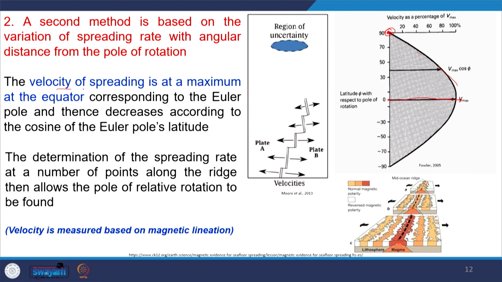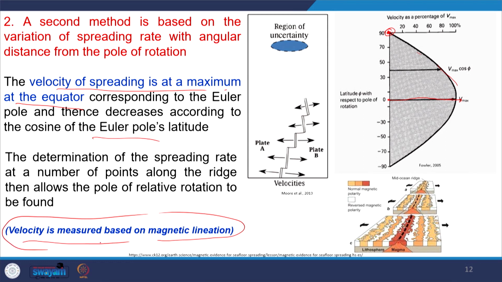So, the velocity of spreading is maximum at the equator and minimum at the Euler's pole. The determination of the spreading rate at a number of points along the ridge allows the pole of relative rotation to be found, because the minimum or zero spreading will be found at the Euler's pole position. Velocity is measured based on the magnetic lineation.